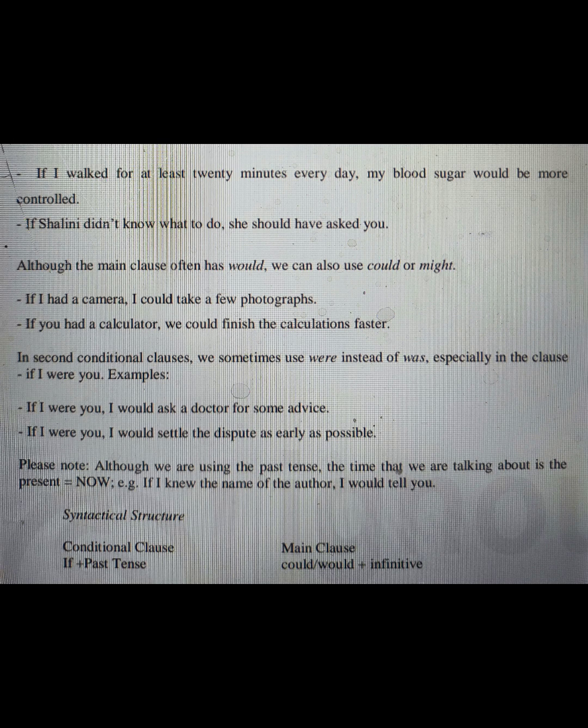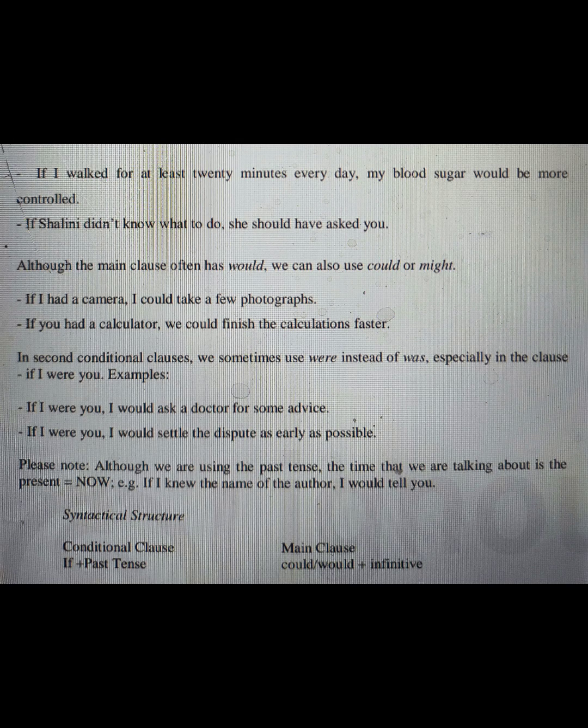Although the main clause often has would, we can also use could or might. If I had a camera, I could take a few photographs. If you had a calculator, we could finish the calculations faster. In second conditional clauses, we sometimes use were instead of was, especially in the clause 'If I were you'. Examples.